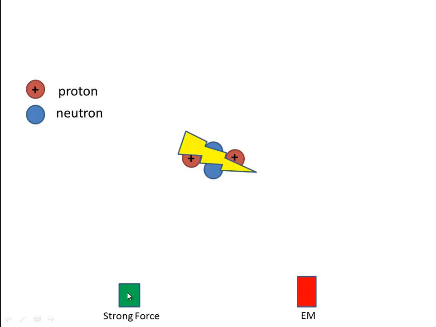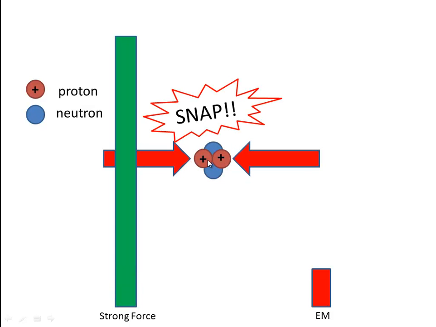The strong force is attractive. The electromagnetic repulsion is, like the name implies, repulsive. So we're just about at a tipping point, and when you get them close enough, the strong force really goes into effect, and it completely overpowers the repulsion from the electromagnetic force. When you get them close enough, they snap together, and then it becomes very, very difficult to get them apart again.